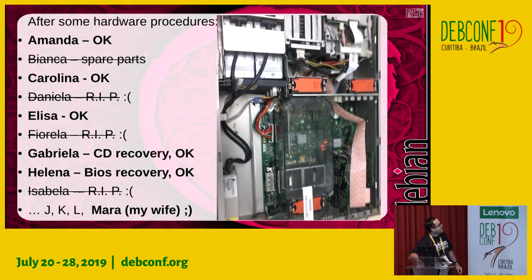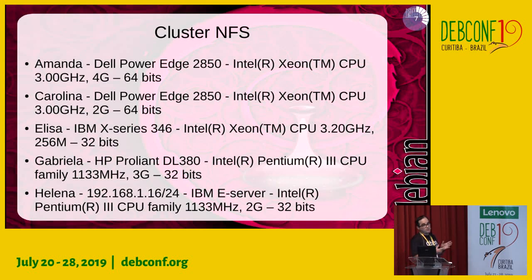Helena has two power supplies, disk arrays, two Pentium 3 processors. It's very, very old, but it worked fine. And I don't have J, K, L servers, and I have M. It's my wife, Mara. It's a totally different OS. It worked fine either way. So I have Amanda, Bianca, and Carolina, same hardware, Dell PowerEdge, two processors; Elisa and Gabriela; and Helena, a Pentium 3, with 2 gigabytes of memory.